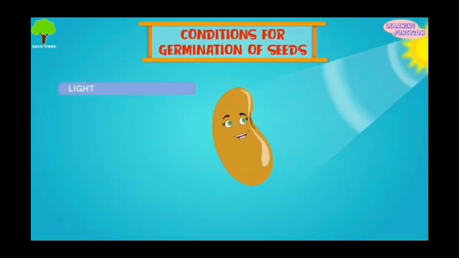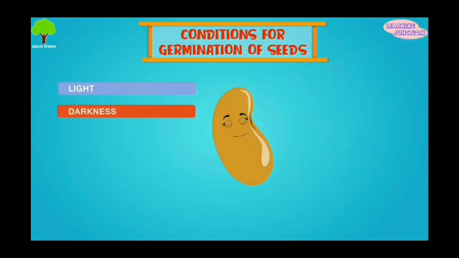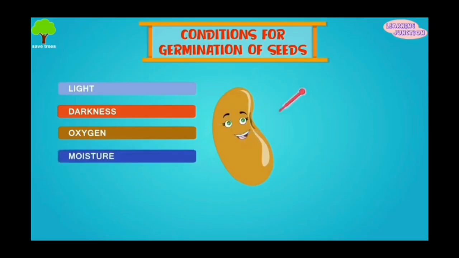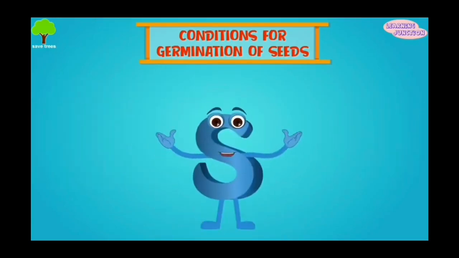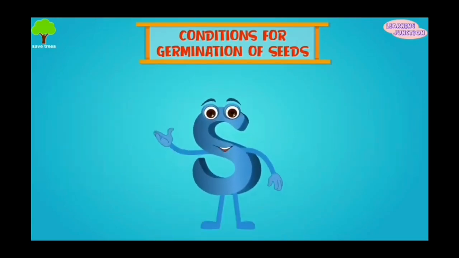Some seeds need light to germinate. Others need darkness. But all the seeds need oxygen, moisture, the correct temperature in order to germinate. Once the conditions are appropriate, the plant inside starts to grow.